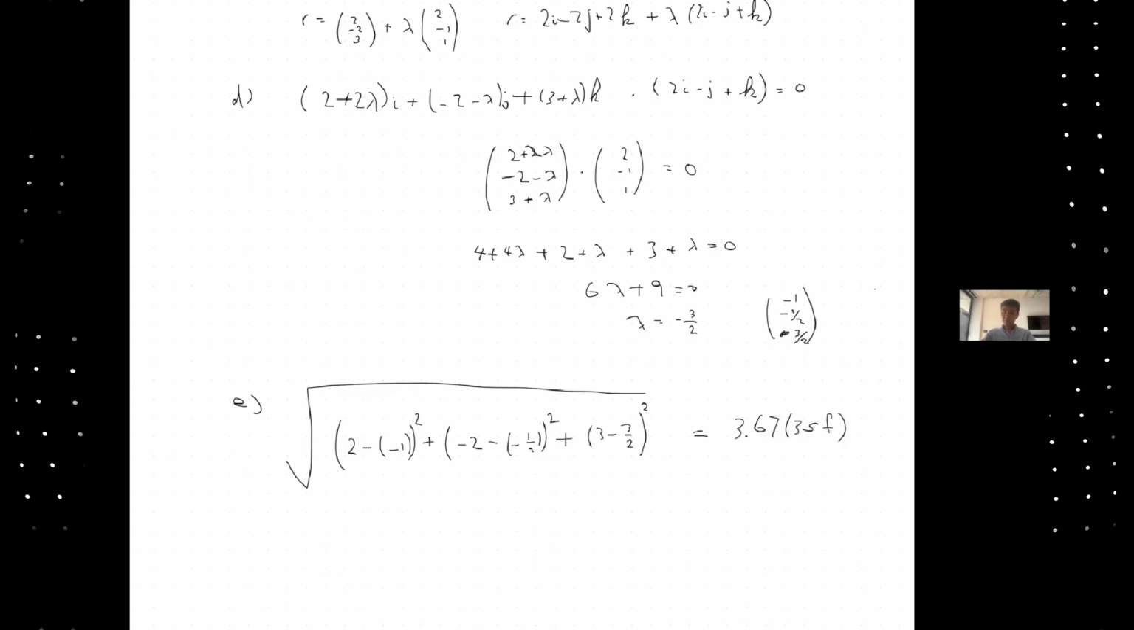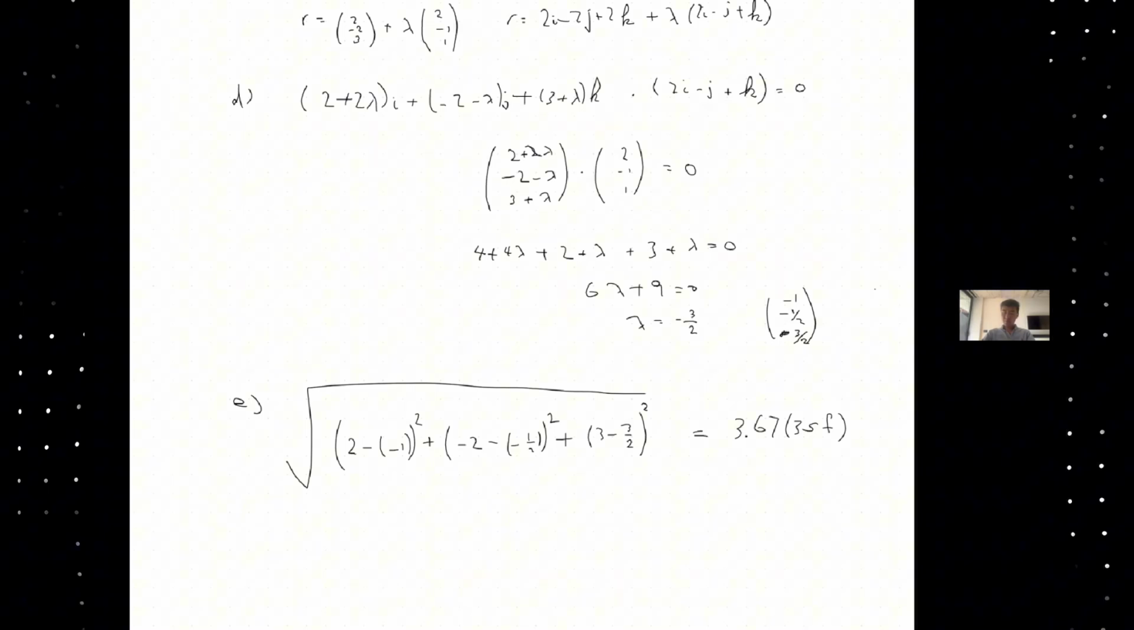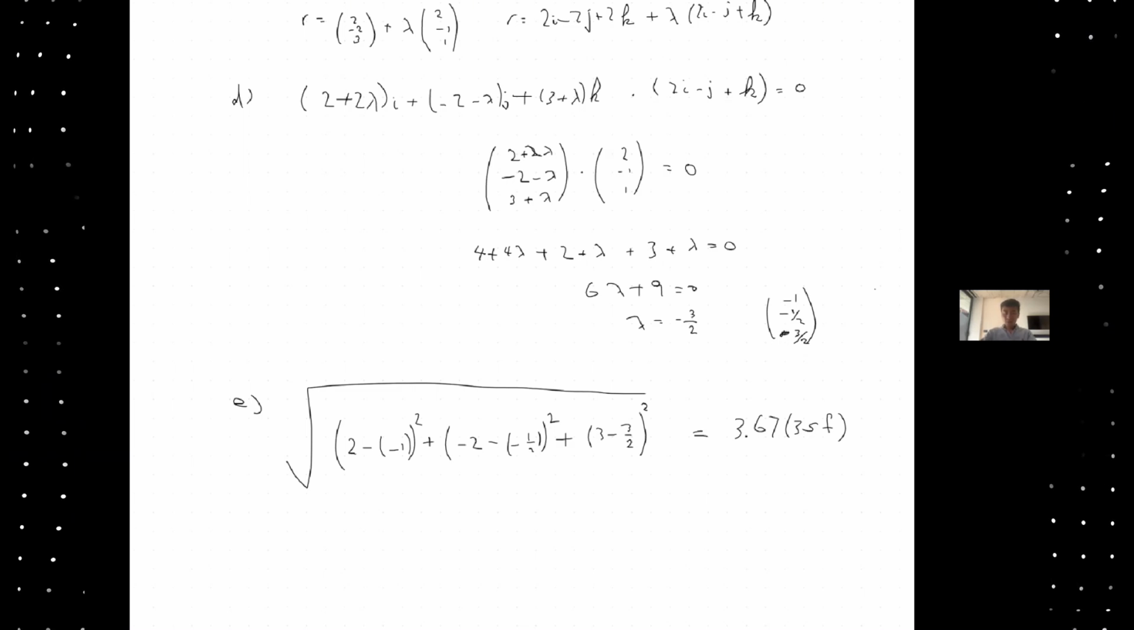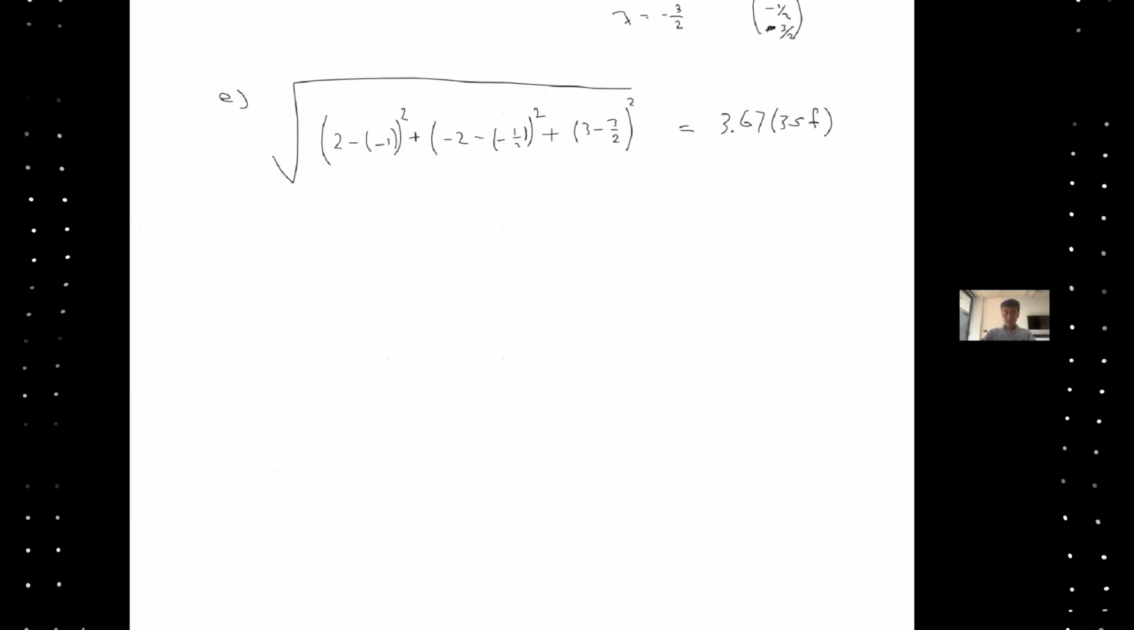Okay, so again, just put this in your calculator, nothing complicated, and you should get 3.67 to 3 significant figures. And that's the answer, and that's the distance required. And we're done with this example. Okay, so let's move on to a second example here. A different question, also very similar to what we've done in the previous example. So let's get to it.